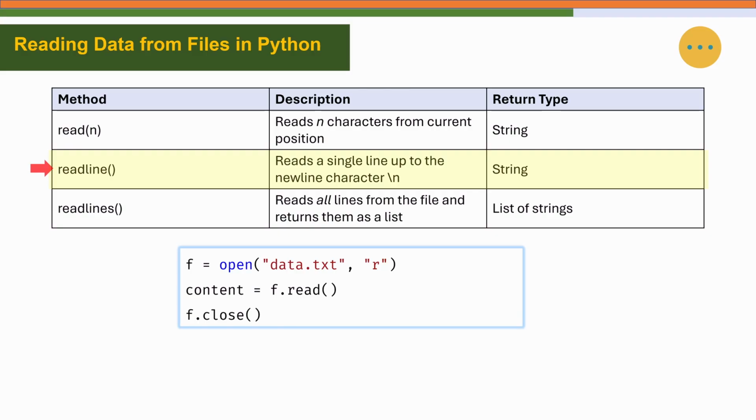It is useful when you want to process a file line by line. The readlines method reads all the remaining lines from the file and returns them as a list, where each element represents one line of text including the newline character at the end. These methods make file reading very flexible. You can read just what you need, whether a few characters, a single line or the entire file.